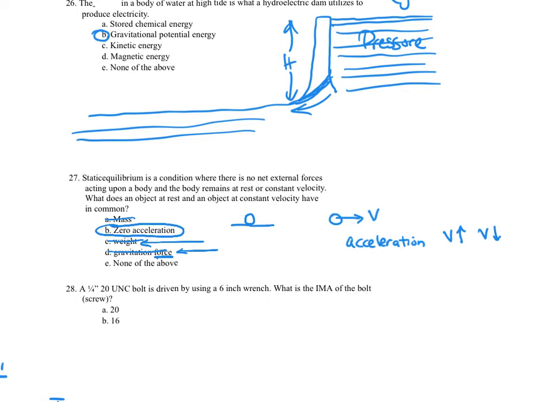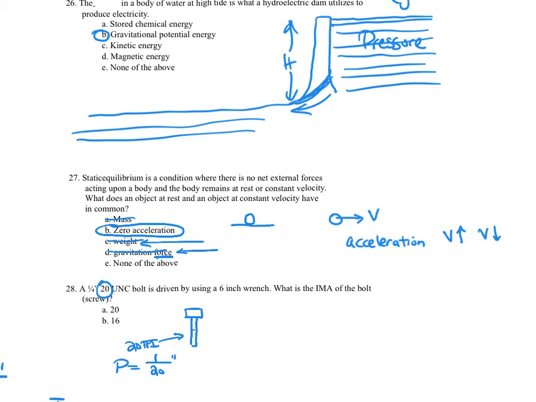28, a quarter inch 20 UNC bolt is driven using a 6-inch wrench. What is the IMA of the bolt? So again, I've got a bolt. And what this number tells me is that in my screw, there are 20 threads per inch. So for the pitch, the distance between my threads is going to be 1 over TPI, or 1 over 20, so 1/20th of an inch.